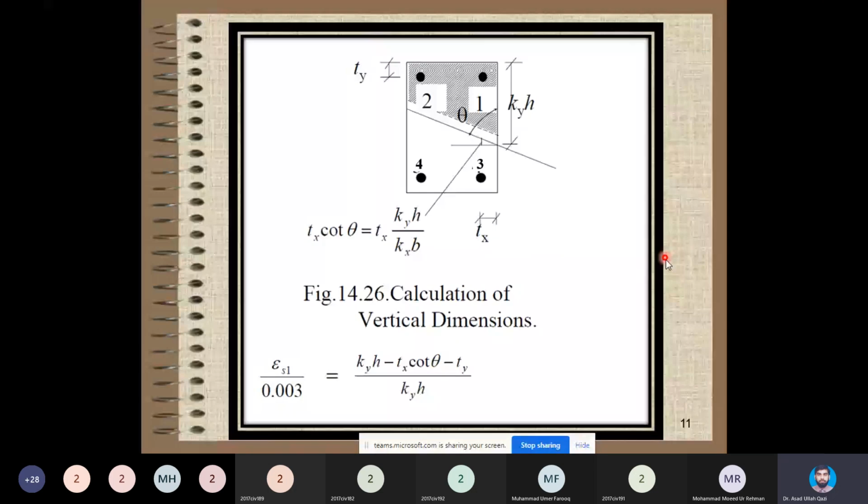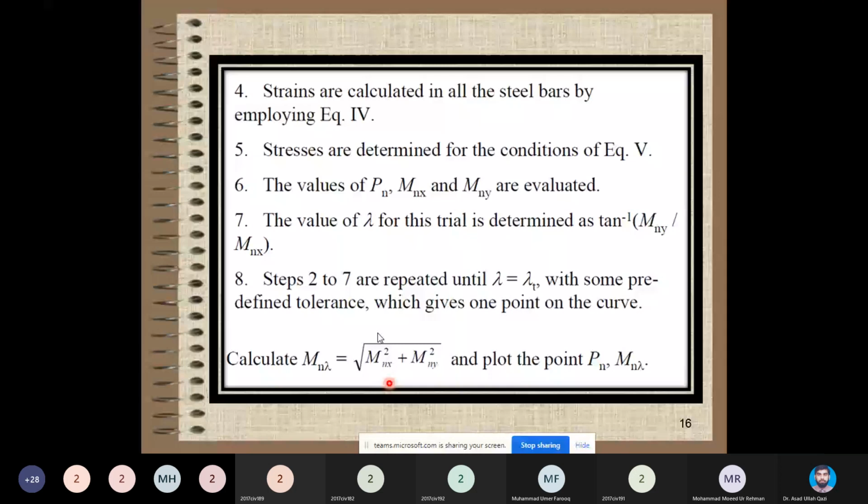Then strains are calculated in all steels by employing equation 4. Stresses are determined for the condition of equation 5, that is, which bars are in compression and which bars are in tension, from the strains. Multiplying them with the modulus of elasticity, you will get stresses. And once you have all the stresses and their areas, you will get the points of application of forces and internal lever arms, and then values of P, MNX and MNY are evaluated.